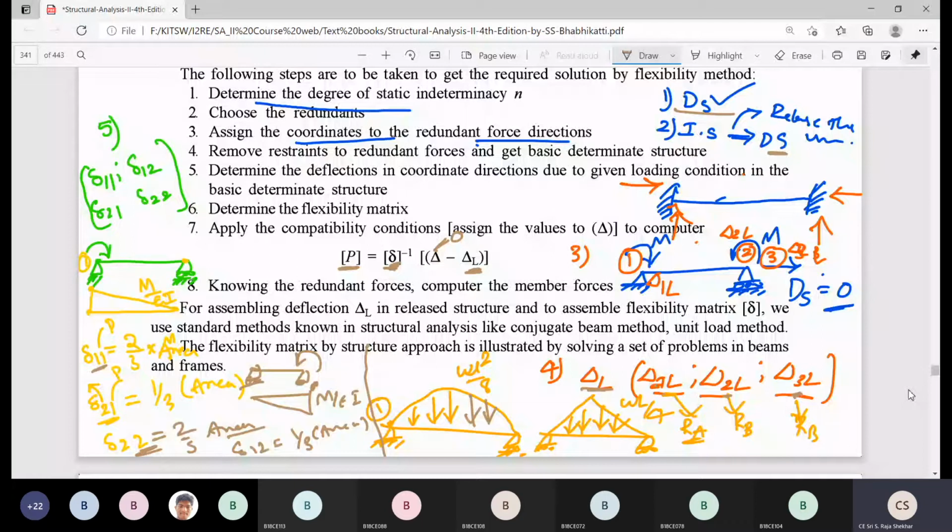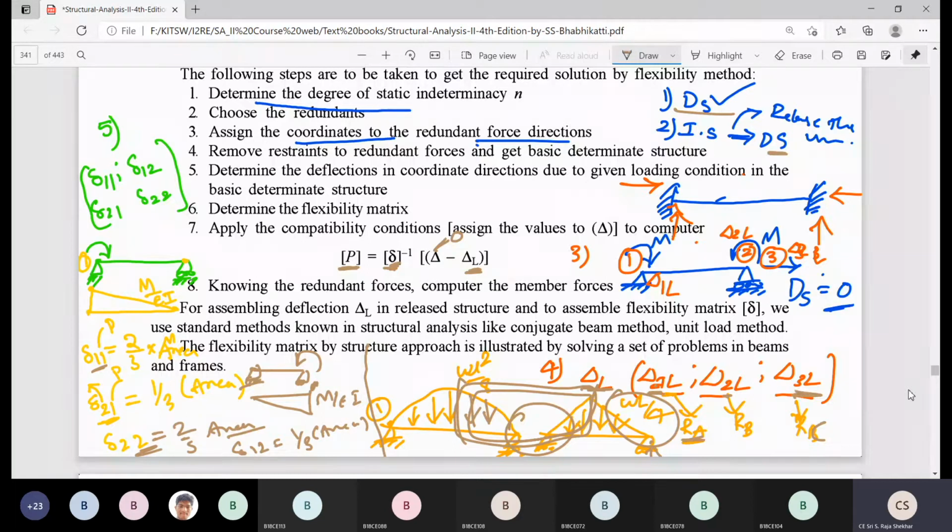How to calculate delta 1L, the deformation due to loading at coordinate direction 1? It will be the reaction at A. Deformation due to loading at coordinate direction 2 will be the reaction at B. For the calculation of reaction at B, we have two loads coming onto it, so we need to consider these two loads. How to calculate delta 3? It will be the reaction at C. You need to calculate the reaction at C, and from that you will get delta 3.